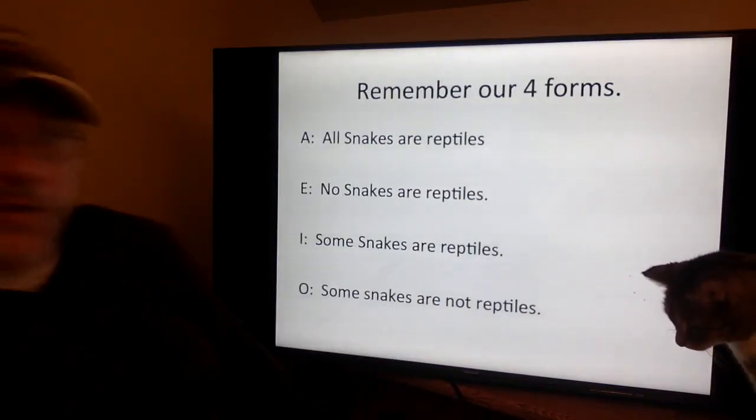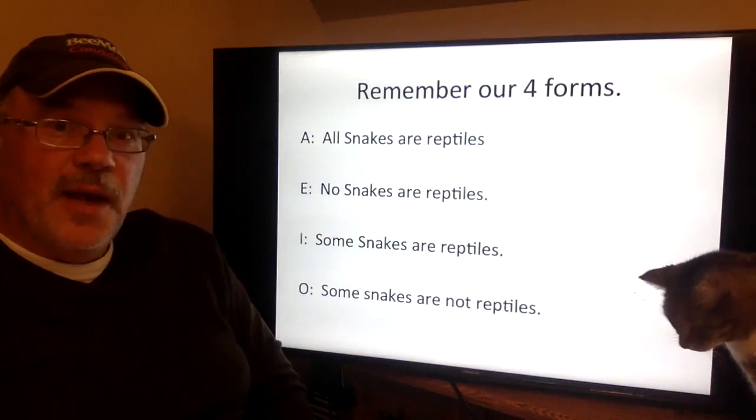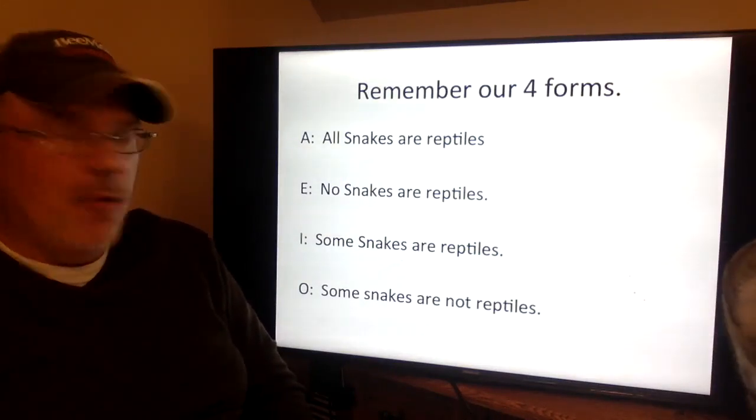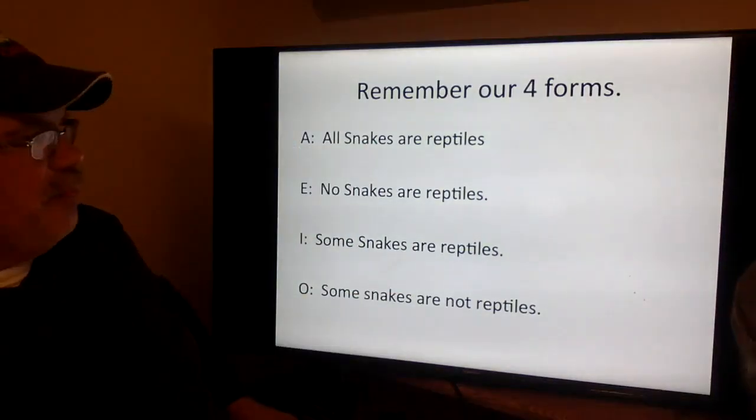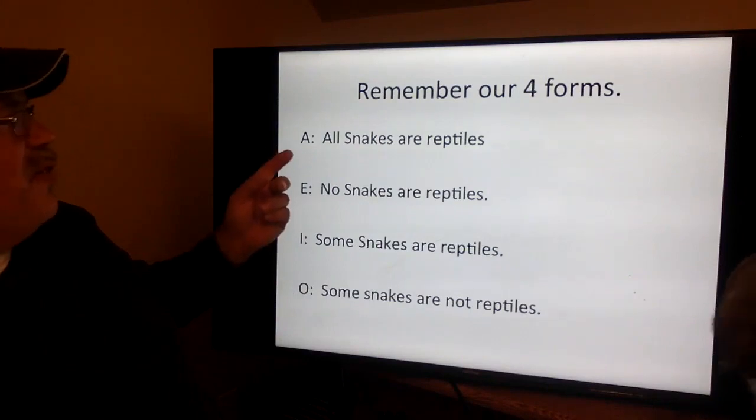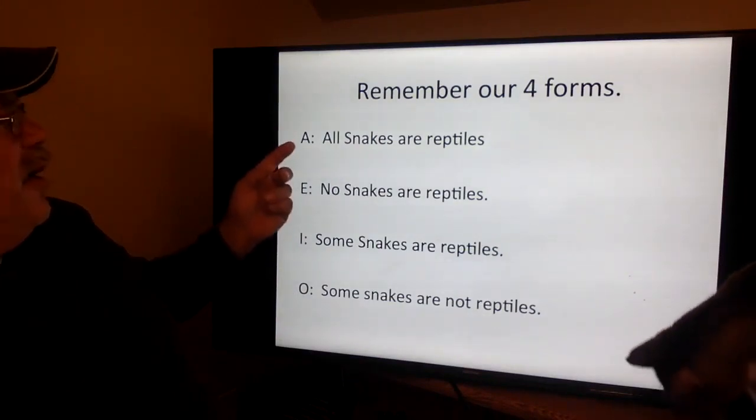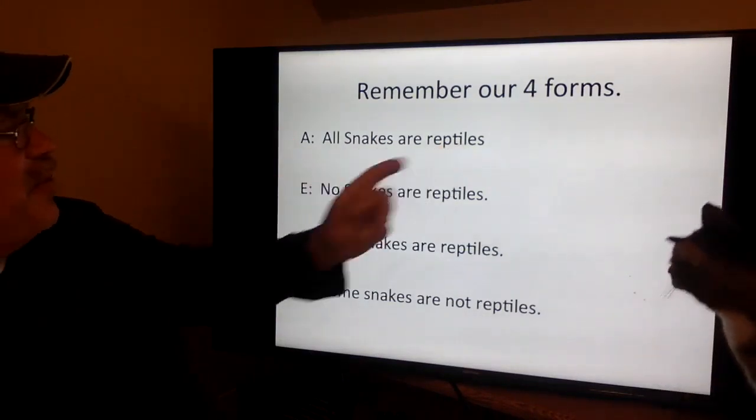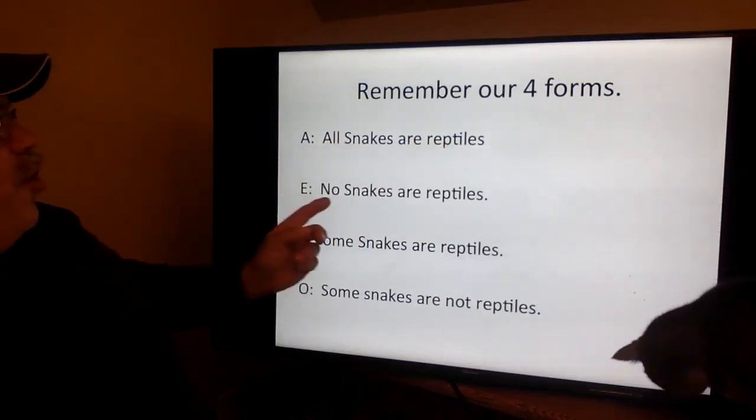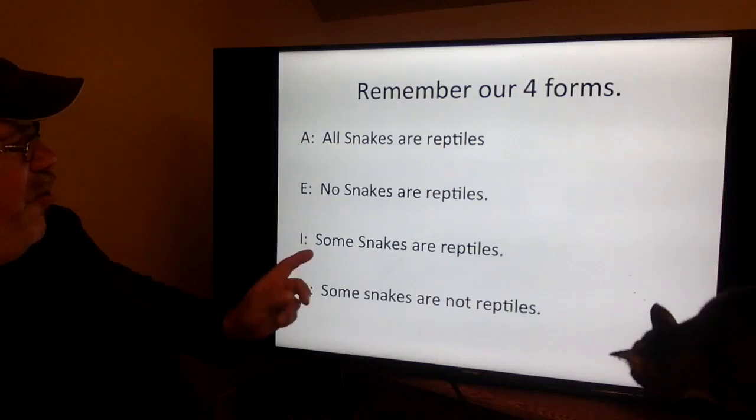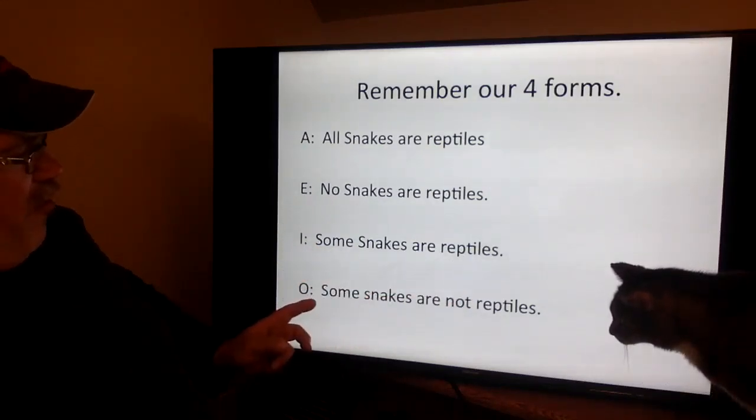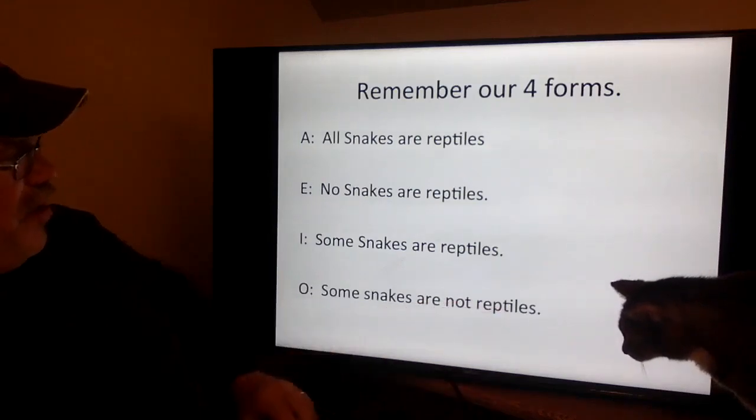Okay, so that's those exercises. And just before we go on, let's talk about our forms a bit more here. I should do a dogs and cats example to see if we can hold Tiger's attention. We have all snakes are reptiles as the A form. Remember, this is subject and predicate. No snakes are reptiles, the E form. Some snakes are reptiles, the I form, and the O form, some snakes are not reptiles.